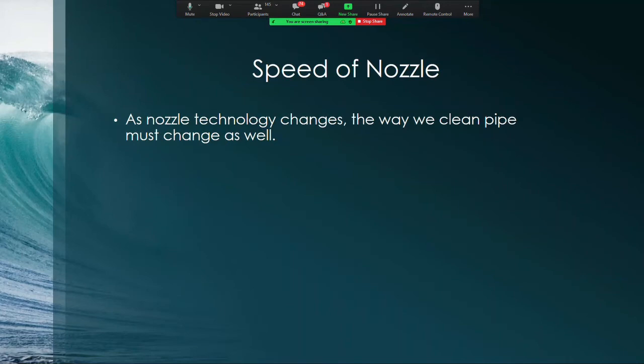Here we're going to look at nozzles and the way we clean. I'm going to not ask questions, because there's nobody here to answer my questions, but I'm going to make statements, and if you disagree, please make your voice heard. If you agree, hey, even more fun, make your voice heard. Okay, as technology has changed, the way we clean pipes needs to change as well.